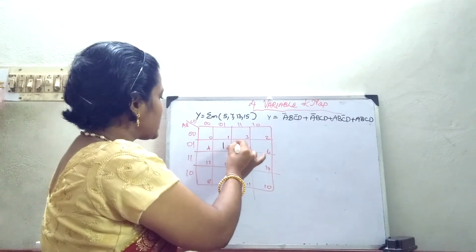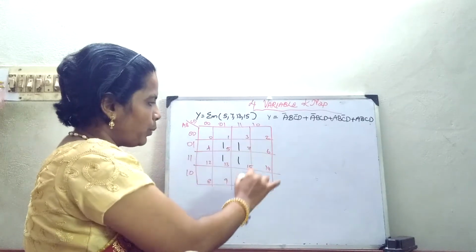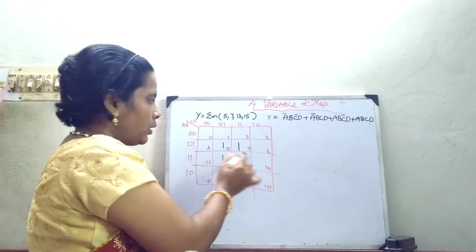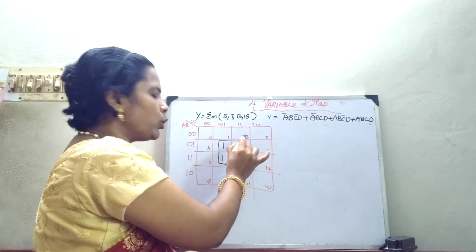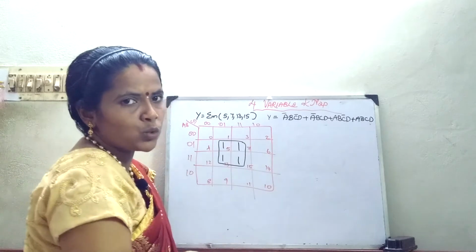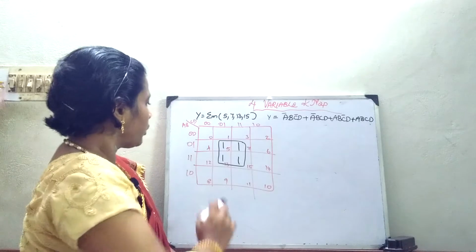So 5, 7, 13, 15. A 16 cell grouping is not possible, and an 8 cell grouping is not there. So only one 4 cell grouping. I can also go for 2 cell and single cell groupings, but always go for a higher cell grouping to reduce the min terms. Okay, what will be the answer?